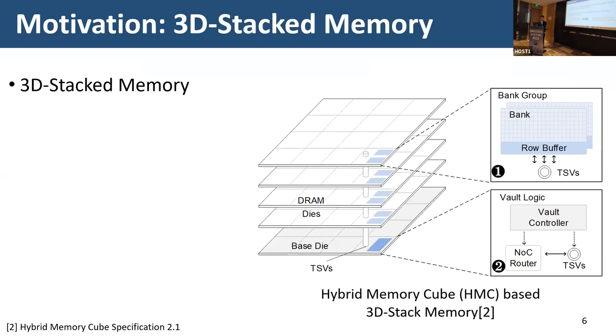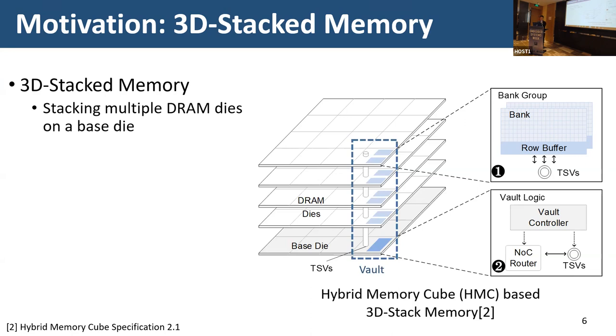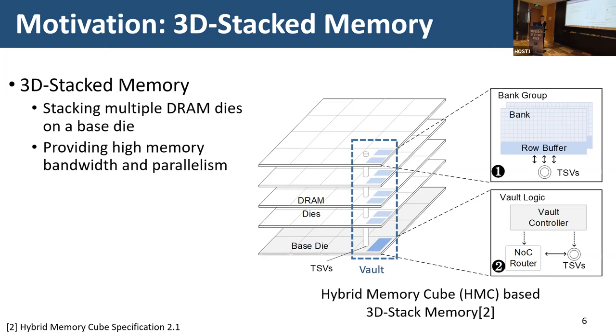The 3D stacked memory provides a viable solution with high bandwidth and parallelism. The typical 3D stacked memory is shown in this slide. With through-silicon vias, multiple DRAM dies can be stacked on a base die, constituting a memory cube. This memory cube is partitioned into several vaults in the vertical direction. Each vault can work independently with a vault controller. Abundant memory banks can provide significant bank level bandwidth and parallelism.